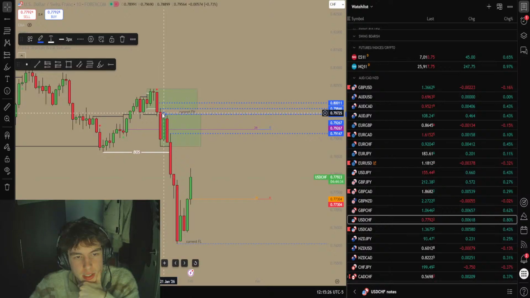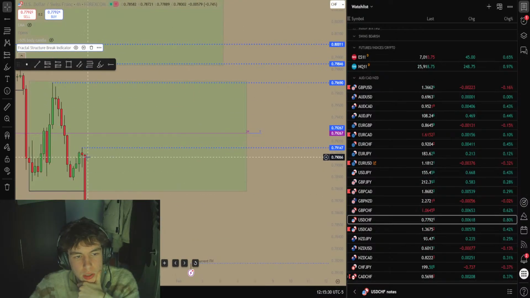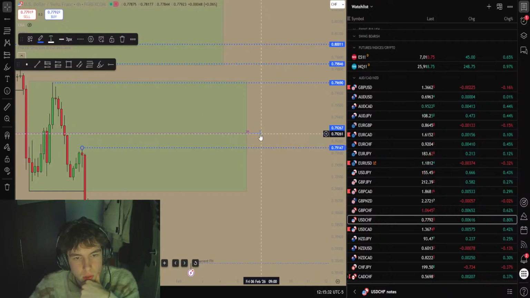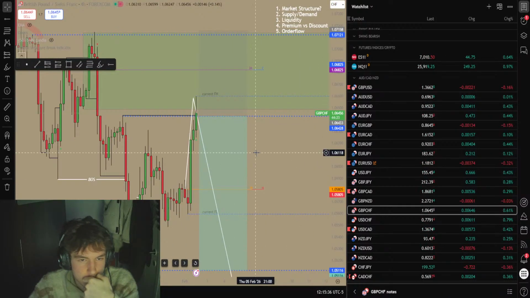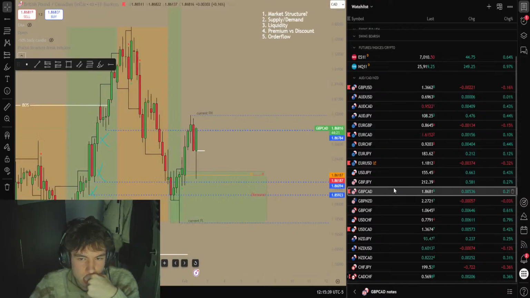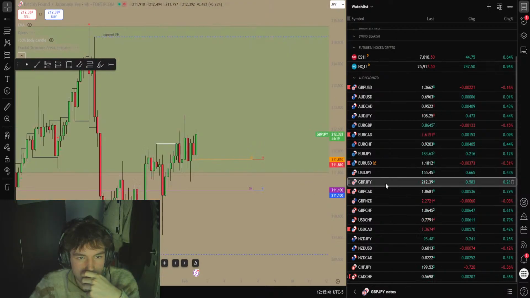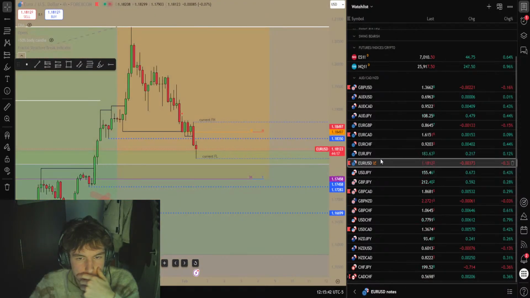I want this as my obvious liquidity, but inside of this zone, we have the 3 monthly and the yearly as well. So I think this is going to be a good month. We're getting nice price action.